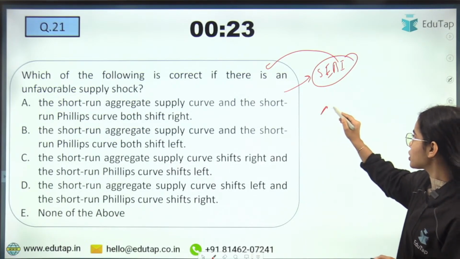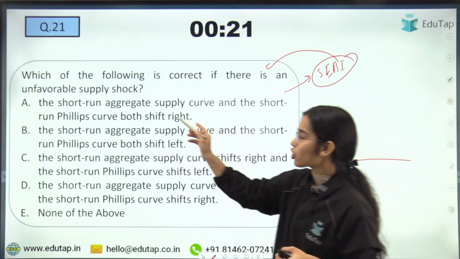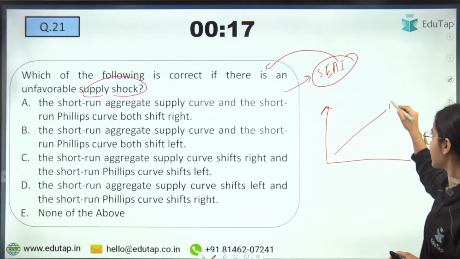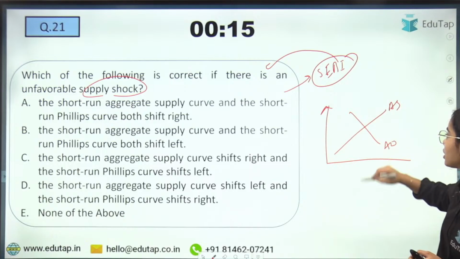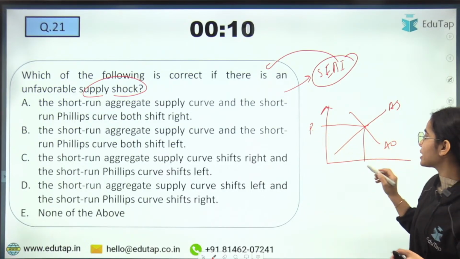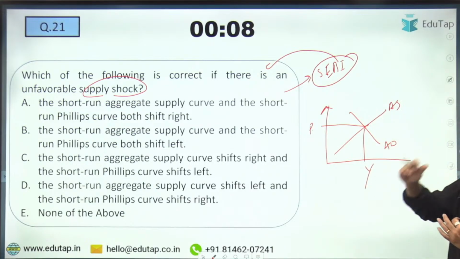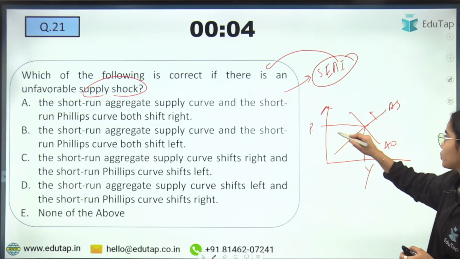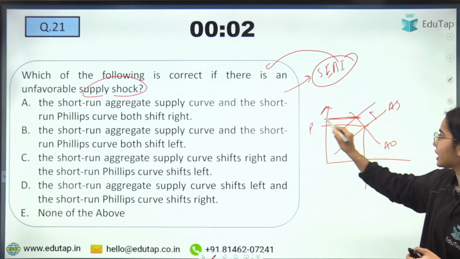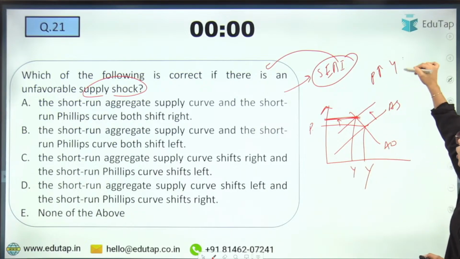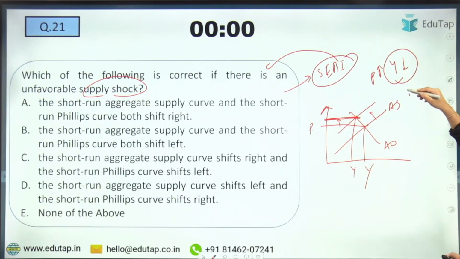If there is an unfavorable shock, that means if the supply shock is coming, so this is the aggregate supply, this is the aggregate demand. So if this is the price and this is the level of output. So if an unfavorable supply shock is coming, aggregate supply will shift leftwards. Okay. So the price level will start increasing and the output will decrease. With the decreasing output, the employment will decrease and unemployment will rise.